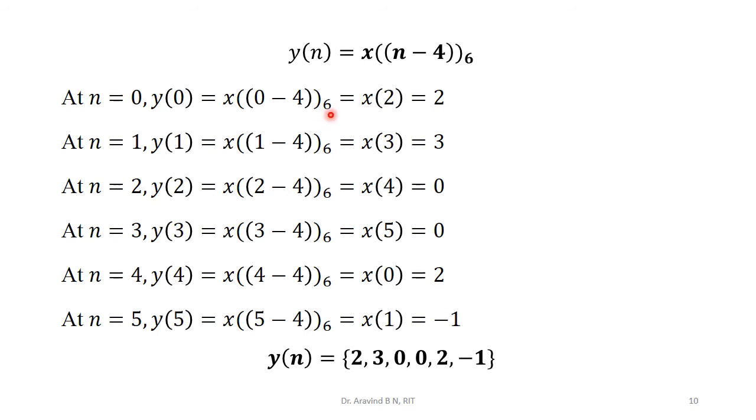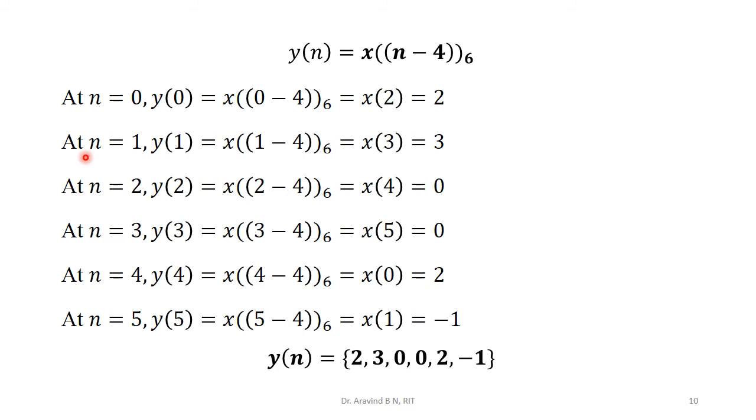Remember, the value 6 we make use of whenever we get some negative value. If we get some positive value within this evaluation, then we do not apply this circular property straightforwardly. So here we get x of 0 minus 4, which is x of minus 4. Therefore, in order to convert into the within-the-range representation, we make it x of 6 minus 4. So that will become x of 2.